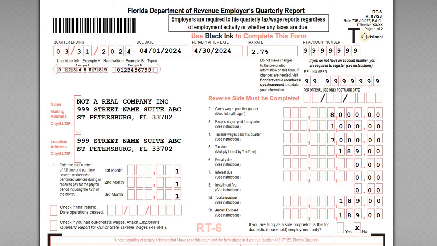Alright, for this video we want to cover a sample form RT-6, which is a Florida Department of Revenue employer quarterly report. So these returns are filed by businesses that have payroll in Florida and need to report those wages and pay the state unemployment tax, or now it's referred to as the reemployment tax. So we've got a sample RT-6 here which we'll go through.